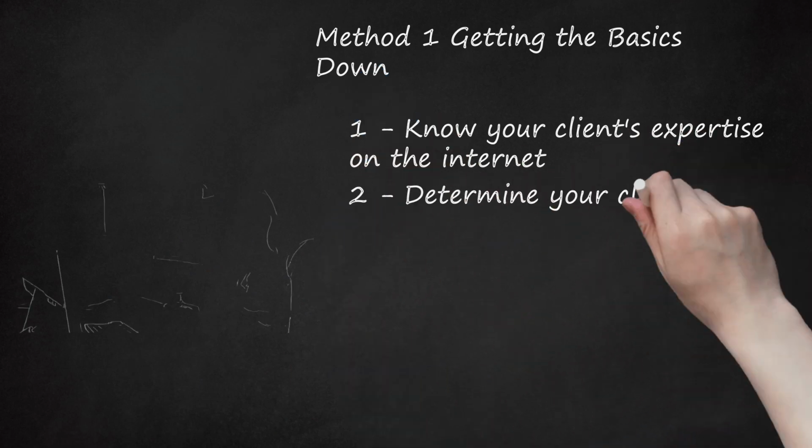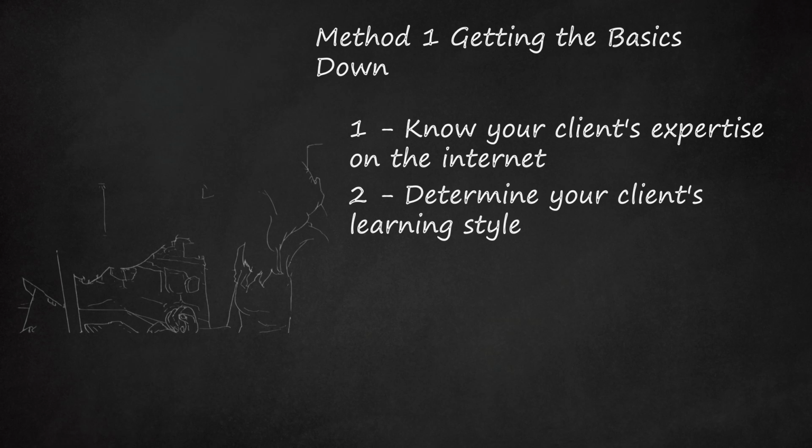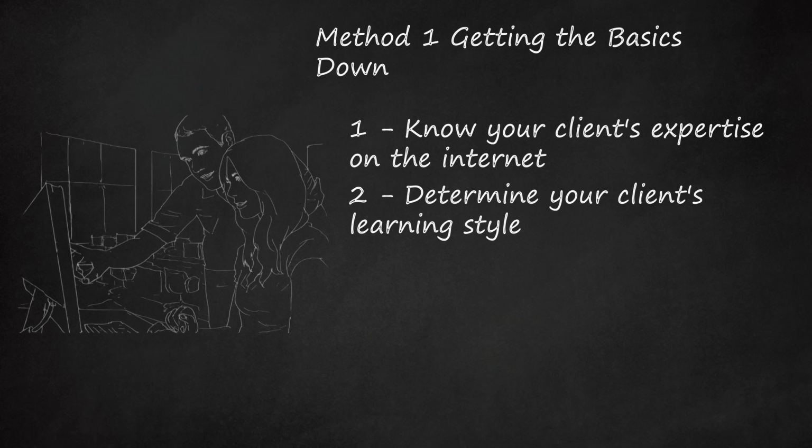2. Determine your client's learning style. Different people learn things in different ways, so you may have to employ various techniques to get your point across. There are 3 main learning styles: verbal, visual, and physical. You may have to use a combination of 2 or all 3 styles to explain SEO to your client.